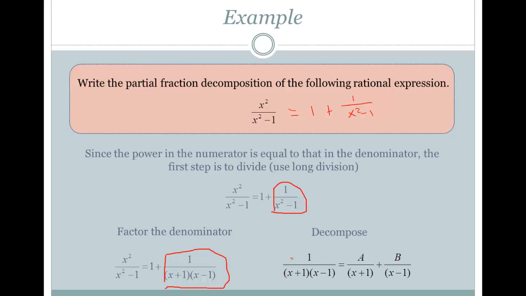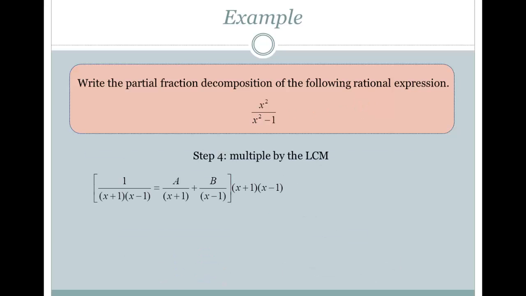Okay? Now at this point, I want to multiply by the least common denominator, which is x plus 1 times x minus 1. Like that. On the left-hand side, I'm simply left with 1. On the right-hand side, I'm left with A times x minus 1 and B times x plus 1. Like that.